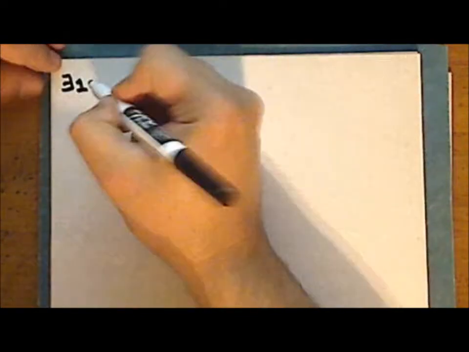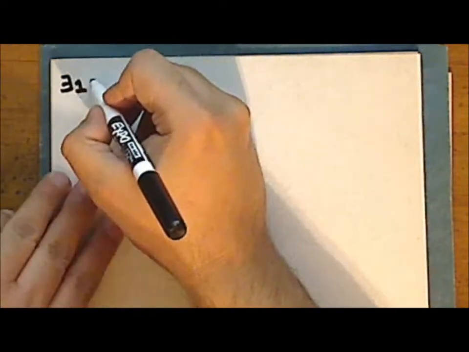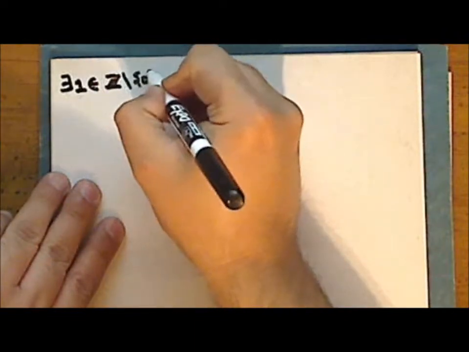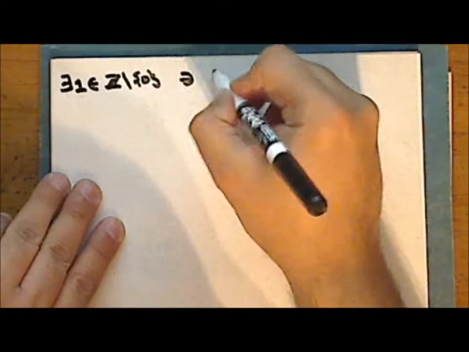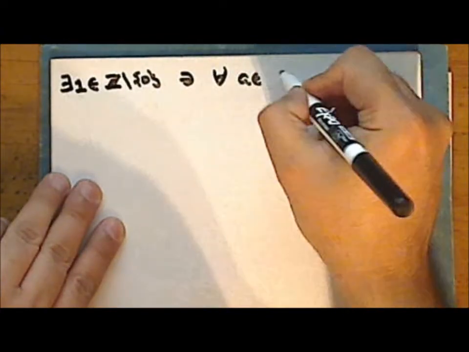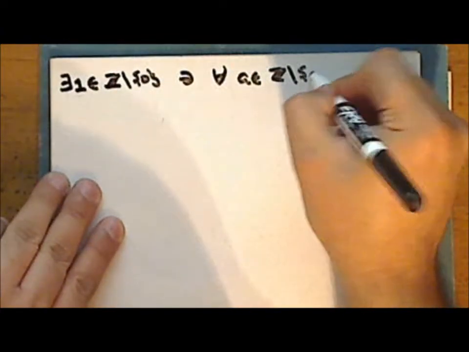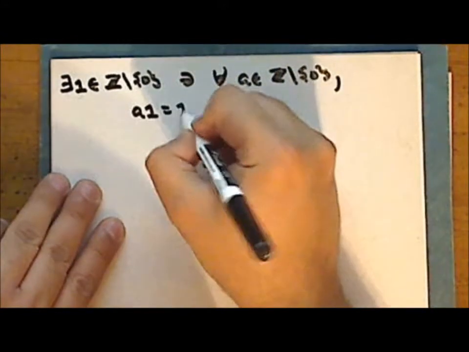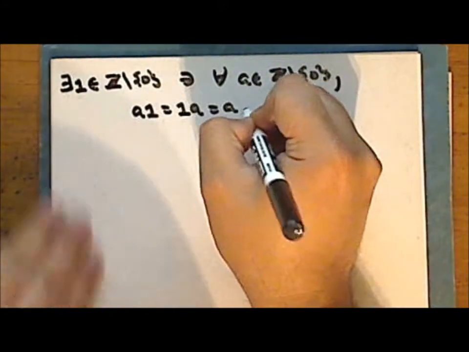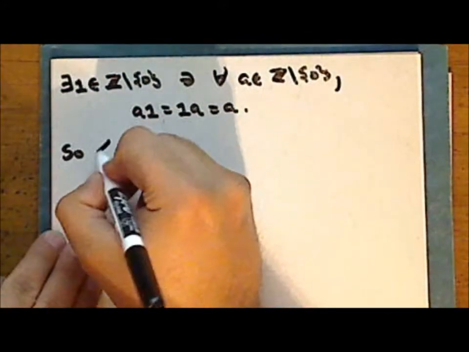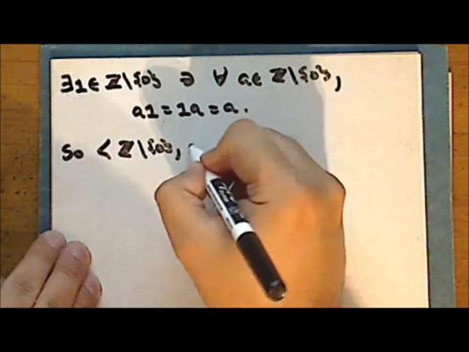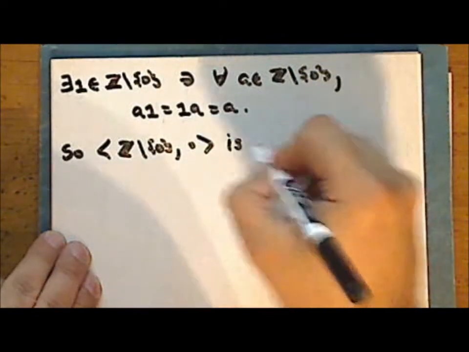Now there does exist the multiplicative identity in the non-zero integers, such that for every other non-zero integer, a times 1 is equal to 1 times a, which is a. And so the non-zero integers under multiplication is a monoid.